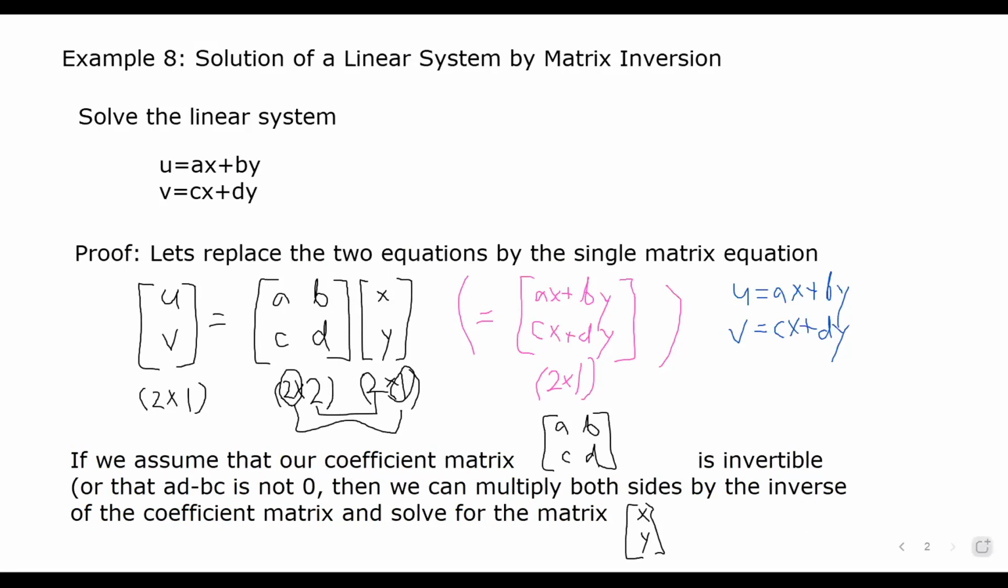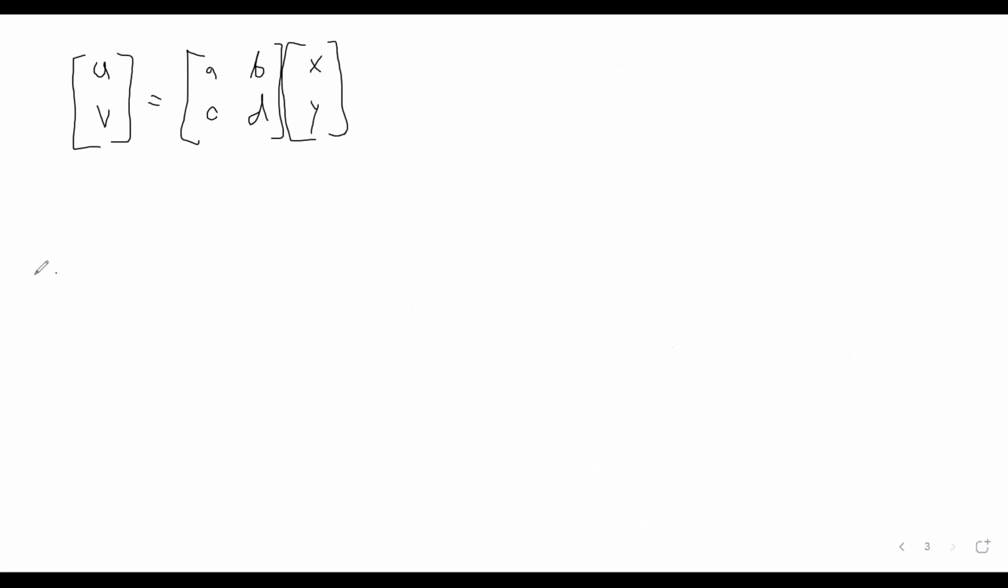I'm going to have to go to the next page. I'm just rewriting what we already have. We have UV is equal to the coefficient matrix of that linear system, a 2 by 2 matrix A, B, C, D, times the matrix for the variables, x, y. Now, we multiply on the left of both sides of that equation by the inverse of the coefficient matrix, because we're assuming it's invertible, meaning its inverse exists.